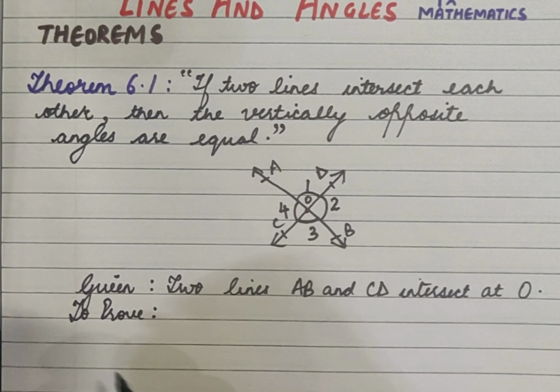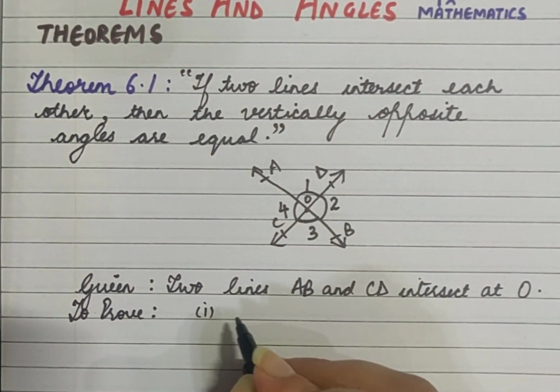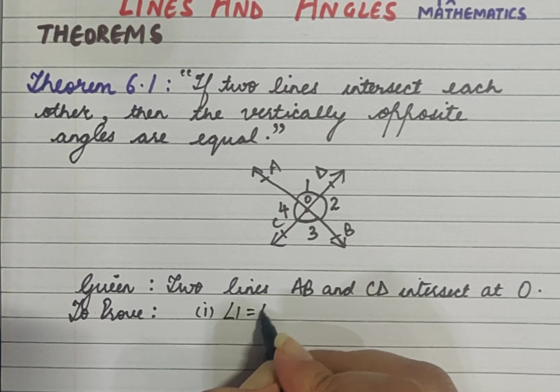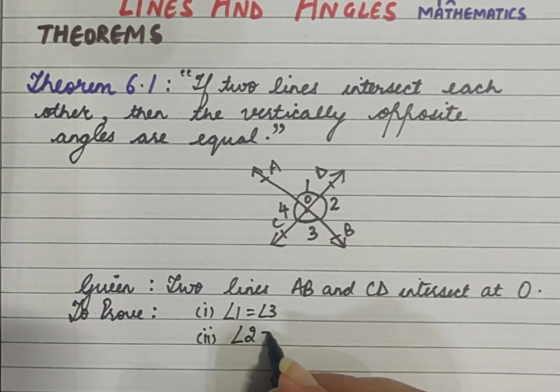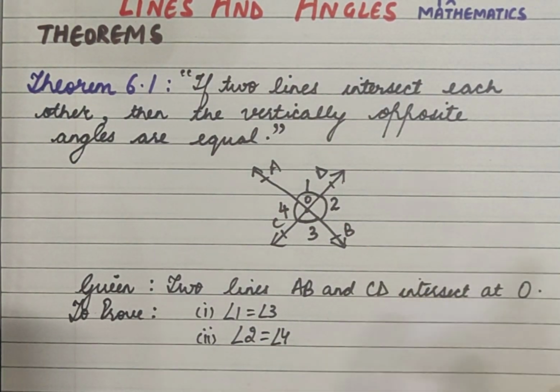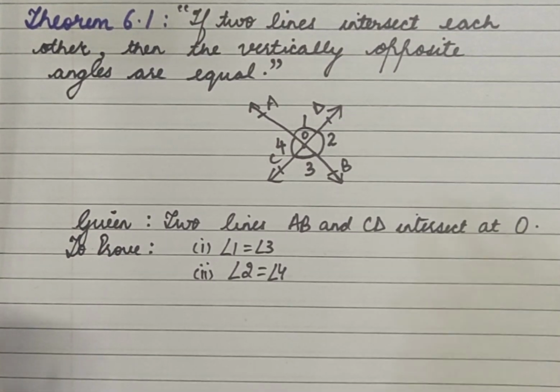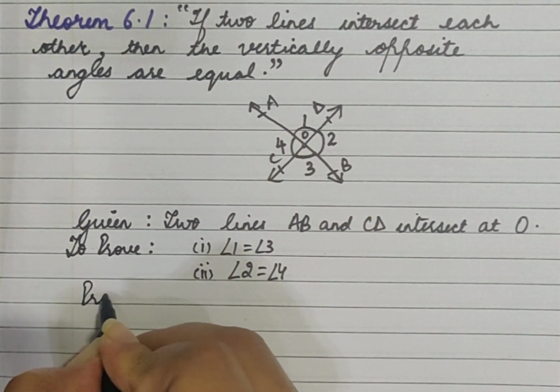Next step was to write to prove. So the second step is to prove. What you have to prove here? You have to prove two things. One is angle 1 is equal to angle 3, and next is you have to prove angle 2 equal to angle 4, because both these are pairs of vertically opposite angles. Construction is not required here, so directly we'll start with the proof.